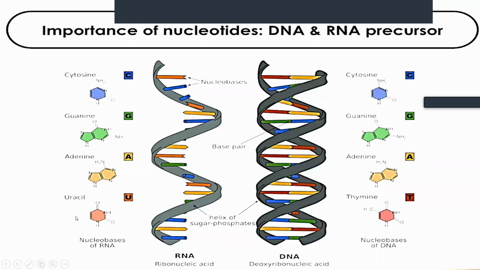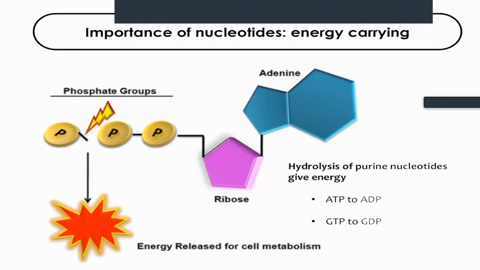Cytosine, guanine, adenine, and uracil. These are the bases in case of RNA. In case of DNA, we have cytosine, guanine, adenine, and thymine. Right? So this is just basic stuff which you already know.